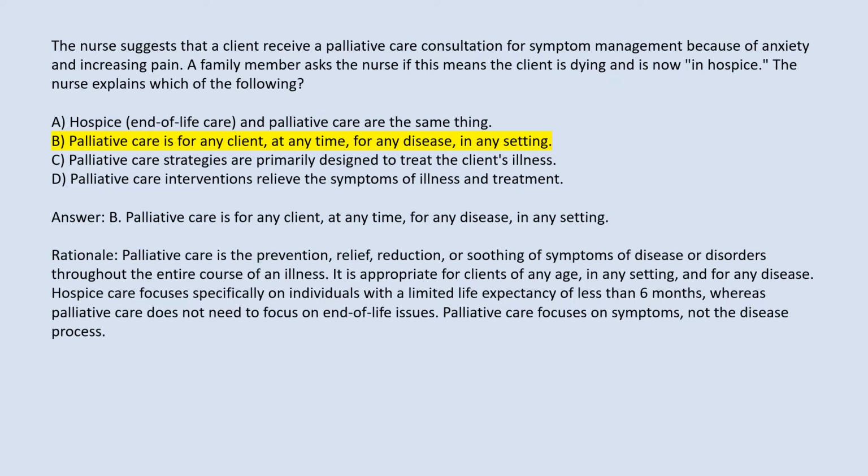Answer: B. Palliative care is for any client, at any time, for any disease, in any setting. Rationale: Palliative care is the prevention, relief, reduction, or soothing of symptoms of disease or disorders throughout the entire course of an illness. It is appropriate for clients of any age, in any setting, and for any disease. Hospice care focuses specifically on individuals with a limited life expectancy of less than 6 months, whereas palliative care does not need to focus on end-of-life issues. Palliative care focuses on symptoms, not the disease process.